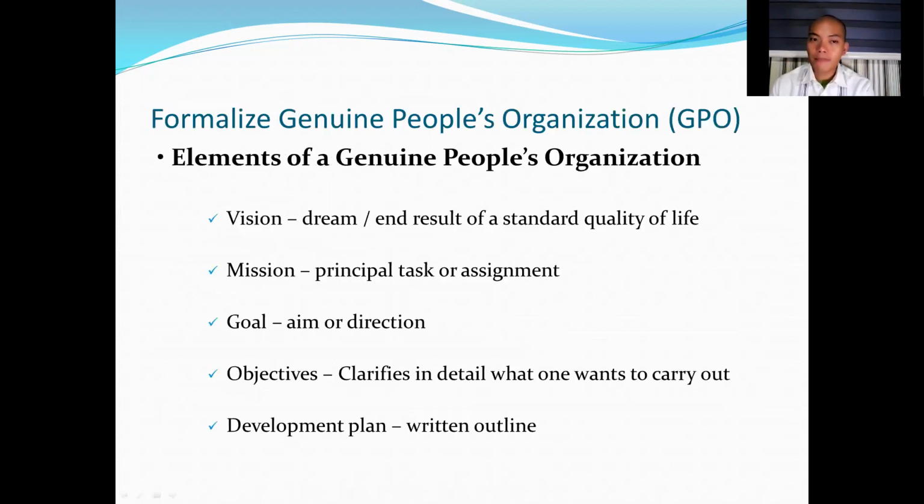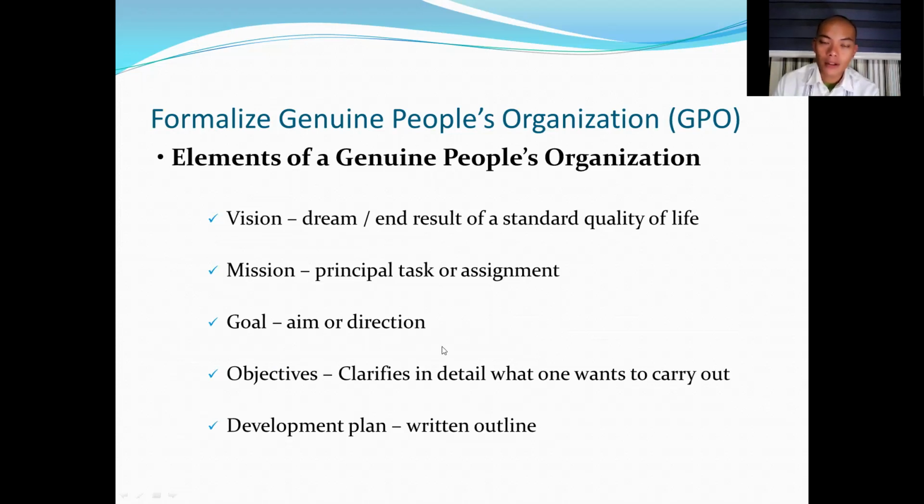Okay, so the first step is to formalize genuine people's organizations. What are the elements of a genuine people's organization? The elements start with the vision. What is the dream and end result of a standard quality of life? What are they aiming for? Also, they would like a mission. What is the mission, the principal task or assignment of the group? Also a goal, or aim, or direction. What goals are we aiming for as a group? What goals would we like to achieve for the community?